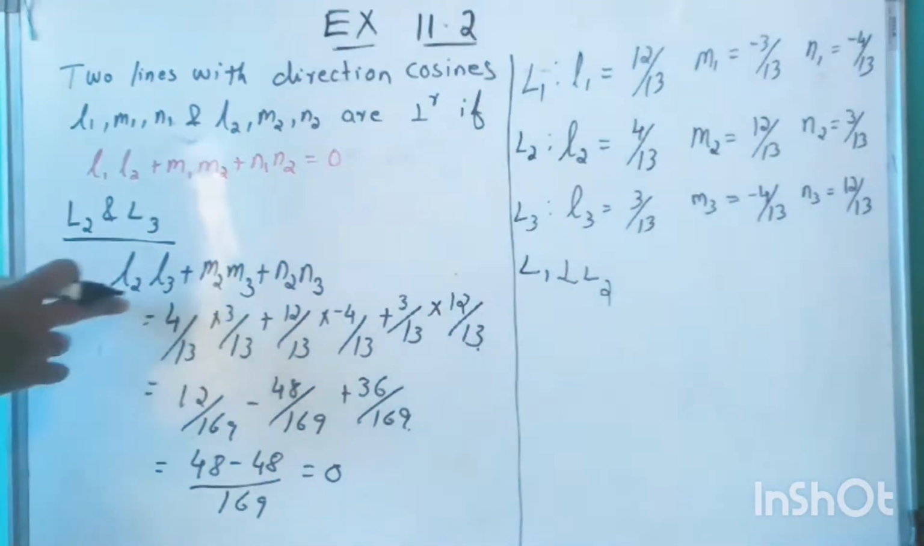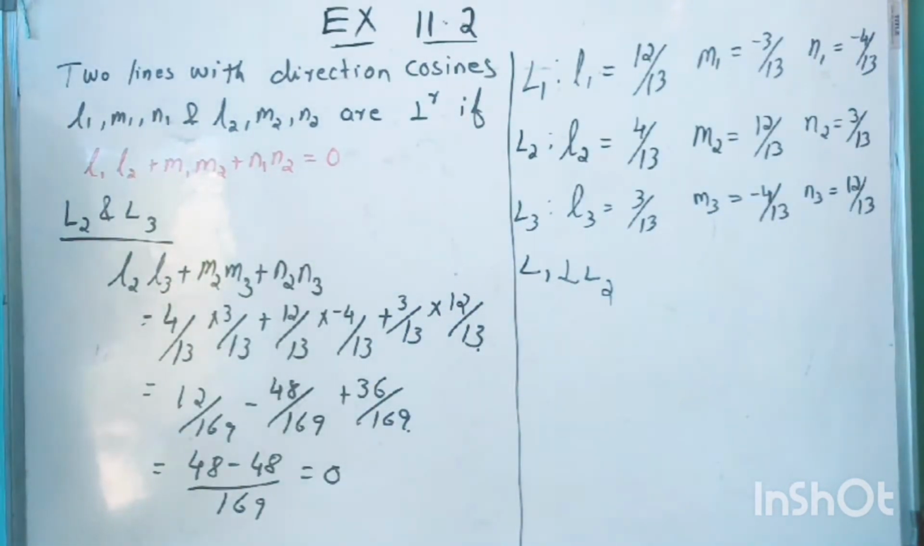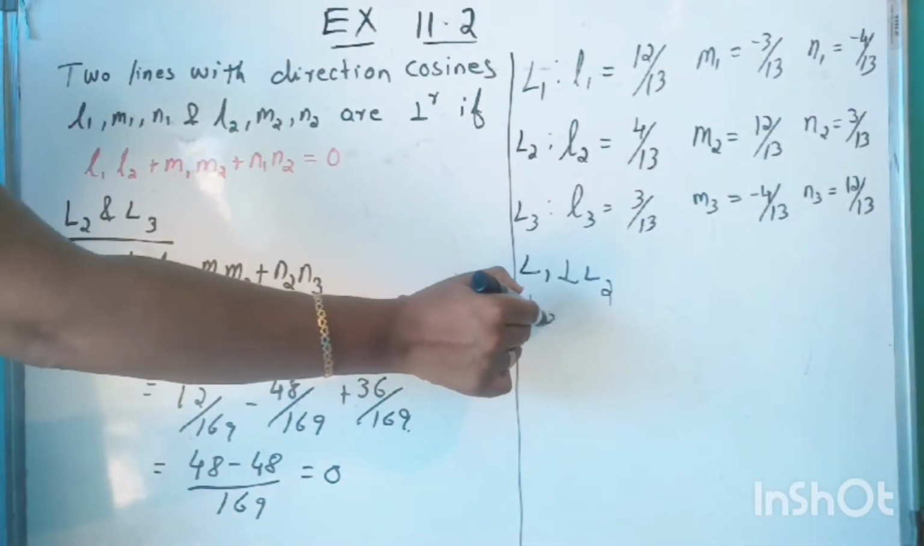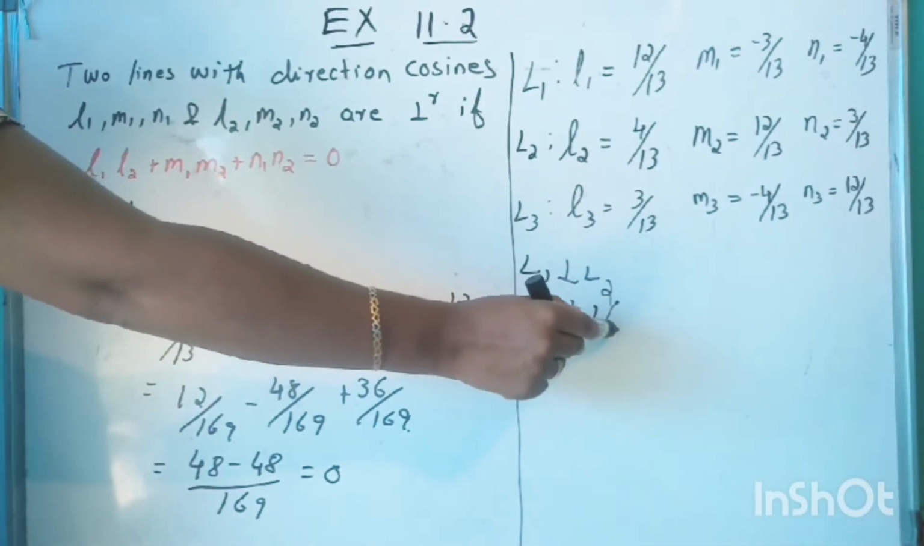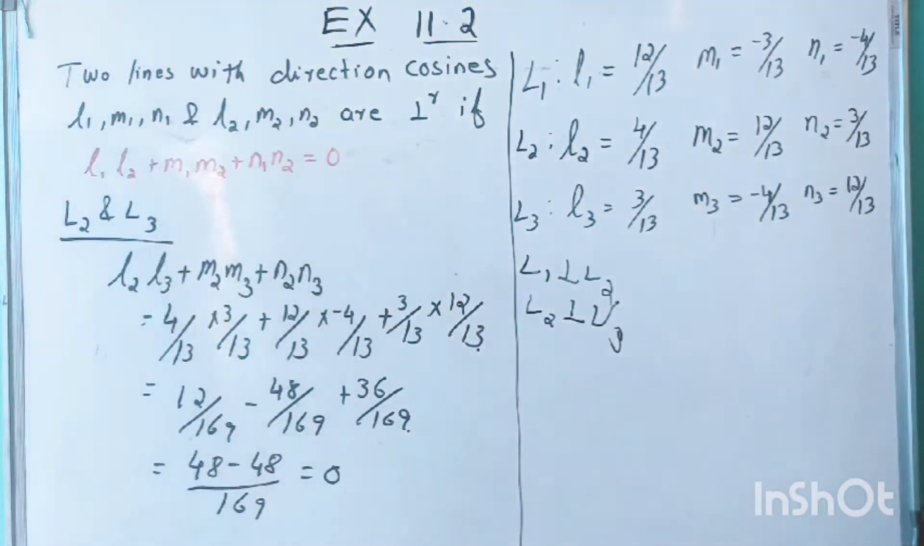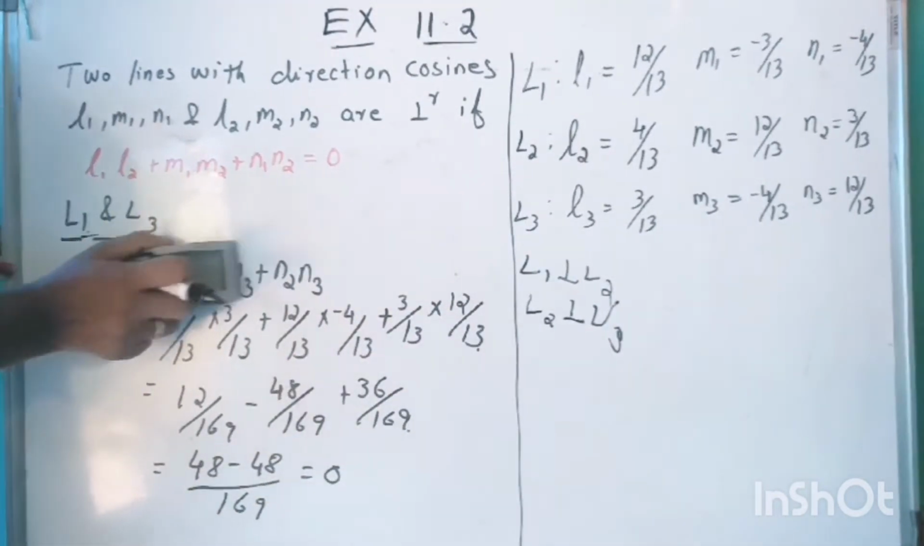That means L2 L3 plus M2 M3 plus N2 N3 is equal to 0. This implies L2 is perpendicular to L3. Now we have one more combination. What is that combination? L1 and L3. Now we are going to consider L1 and L3.